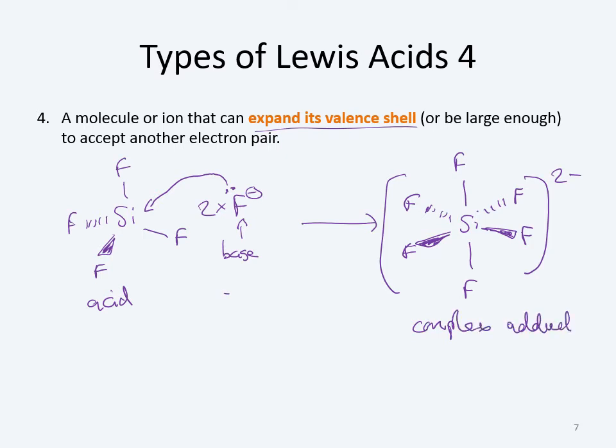Now, key point here would be that this new species that's made, the complex adduct, in this silicon is hypervalent. Now, you're going to meet hypervalency in greater detail later on in the semester and next year. But basically, this is something that's common for halides of heavier p-block elements. So, for example, elements like silicon, arsenic, phosphorus. These are the sort of species that will show hypervalency.